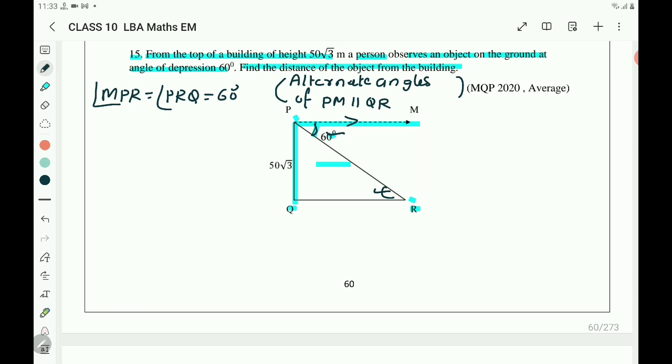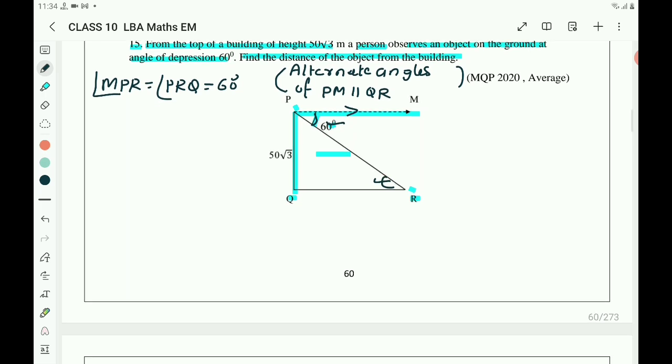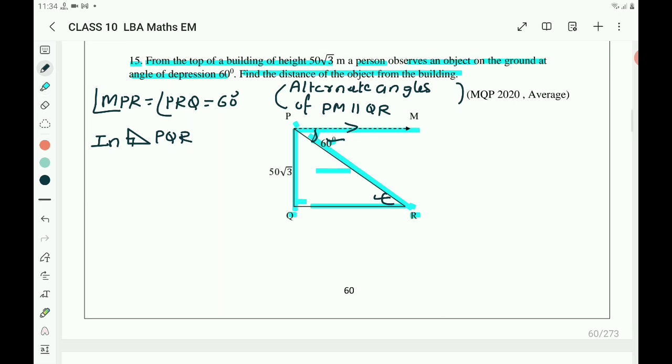Then take the triangle PQR. In the right angle triangle PQR, which is 90 degree here, angle Q is 90 degree. Here what we have to find out? We have to find out the distance between Q and R. QR is to be found out, and then what is given here?